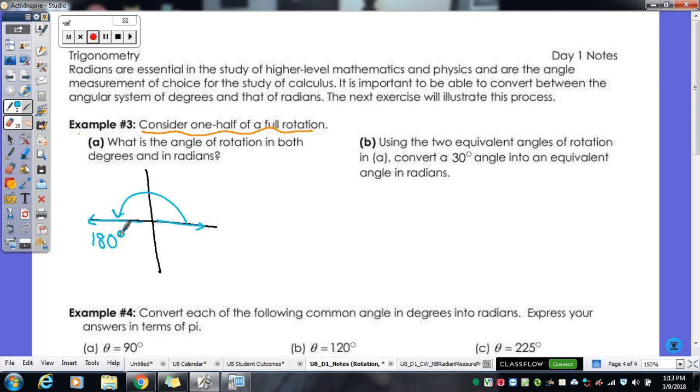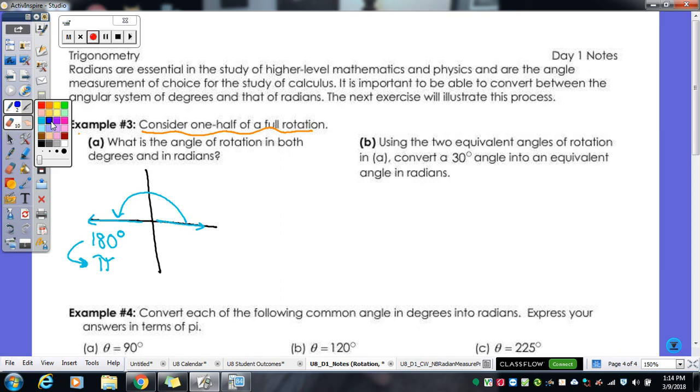We said a full rotation was 2 pi. So half of a rotation would be what? 1 pi. So this is why we generally say 180 equals pi. And that's where that comes from, in radians form. 360 was 2 pi radians. Since I have half a rotation, 180 is 1 pi radians. So using the two equivalent angles of rotation in A, that 180 degrees is the same as 1 pi radians.